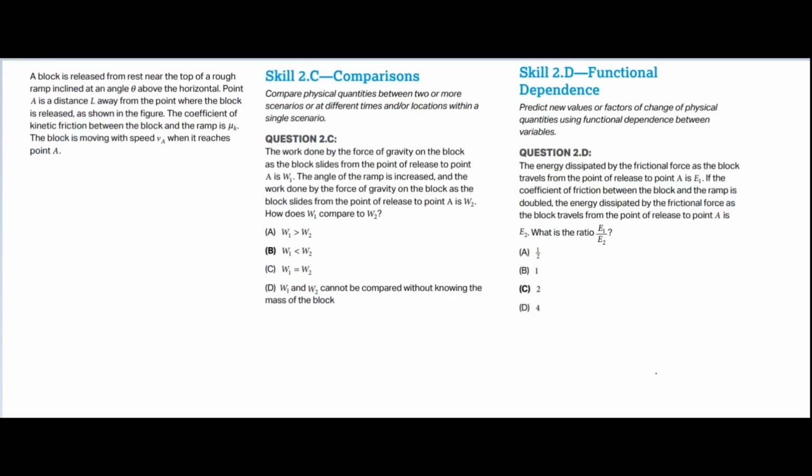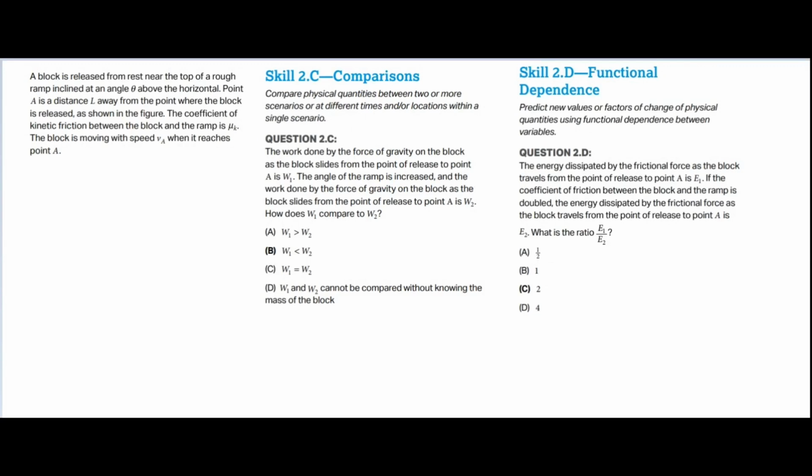All right, so here's our skill 2C, and then 2D as well. I forgot there's a D for this one. We still have a block that's released from rest near the top of a rough ramp, inclined at angle theta, and that basically re-explains the situation we were in before, which is a block sliding down a ramp, experiencing friction, and then hitting point A eventually. So in this particular case, we have to compare physical quantities between two or more scenarios, or at different times and/or locations within a single scenario.